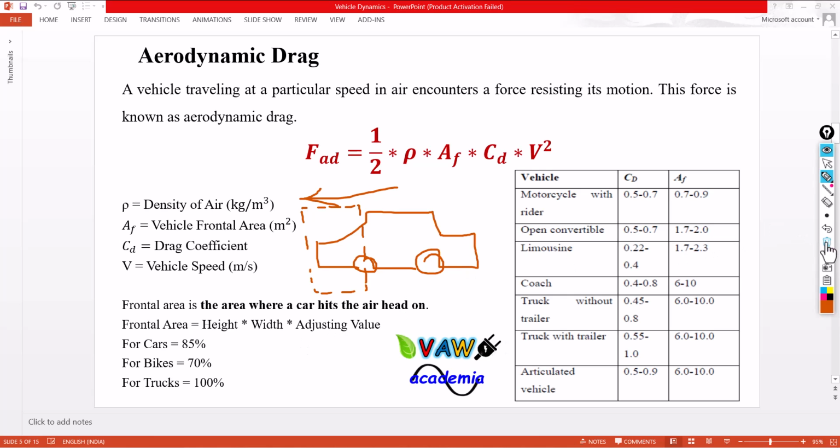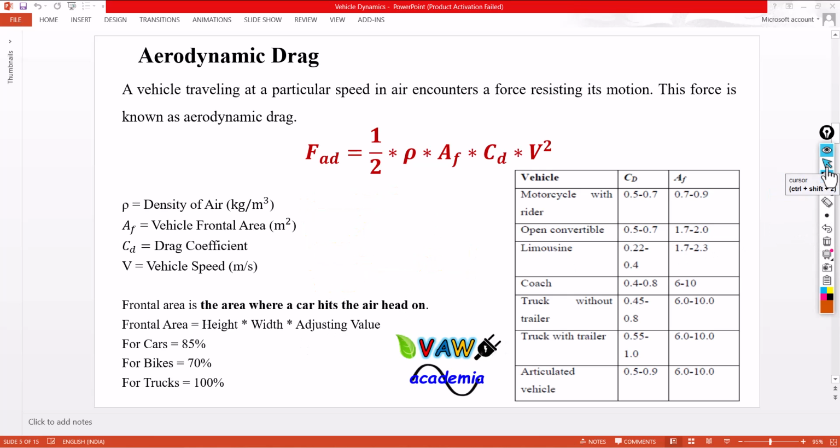If the frontal area is not given, we can easily calculate it. The formula is height into width into an adjusting value. The adjusting values are given for different kinds of vehicles. It's given here. For cars, it is 85%. For bikes, 70%. For trucks, it is 100%. For reference, you can take this tabular column for different CD values and AF values. CD is nothing but the drag coefficient. It is a constant, where V is the vehicle speed in meter per second.